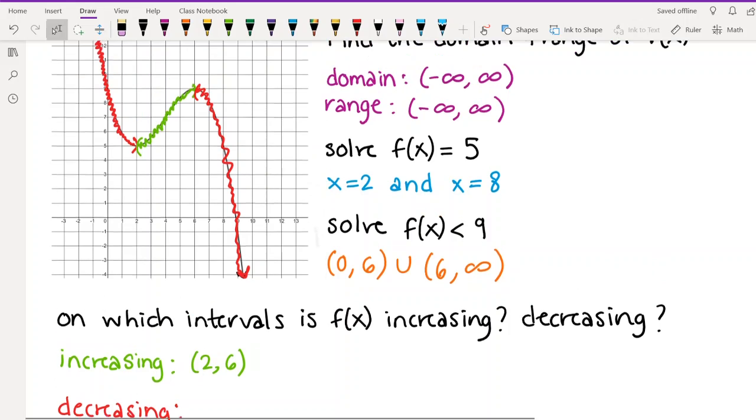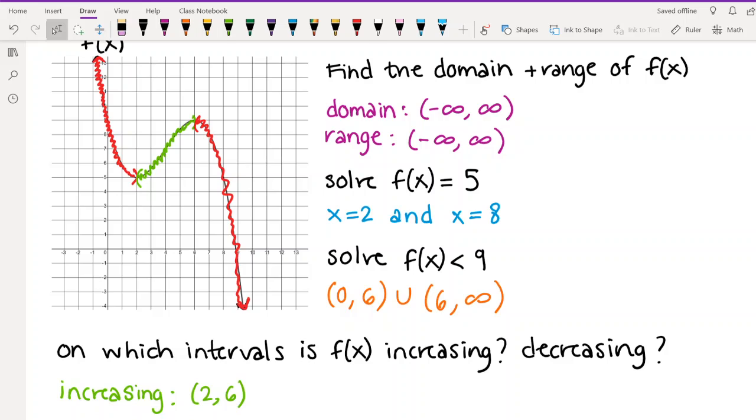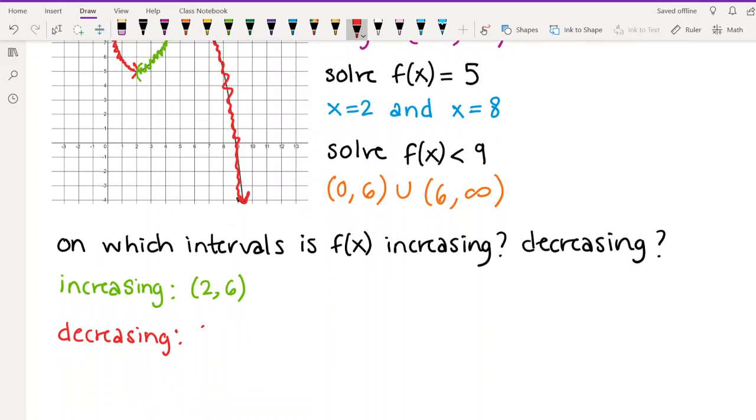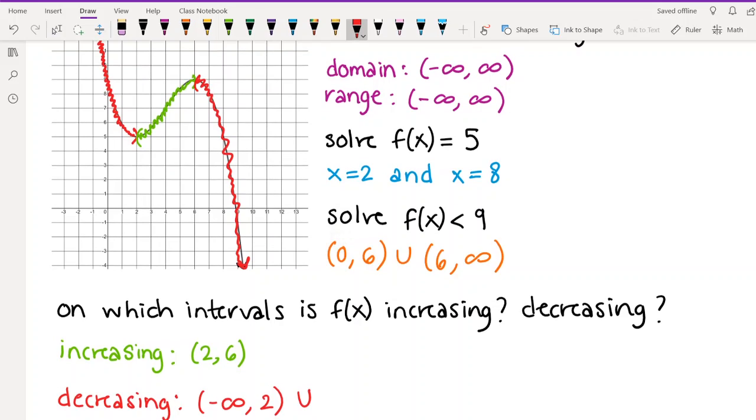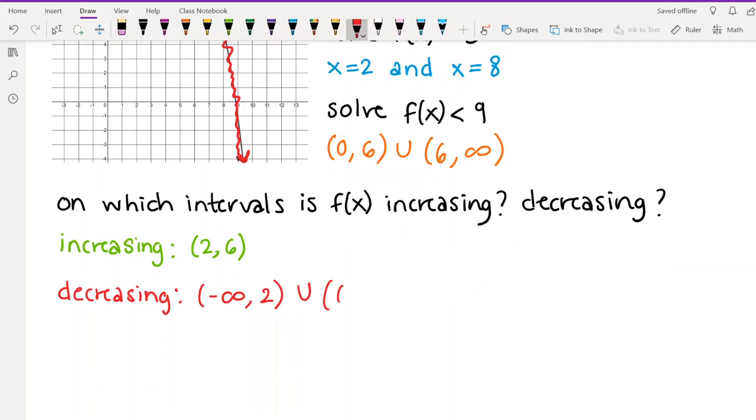All right, what about decreasing? Well, the first interval starts at negative infinity, right? This graph is going to keep going, and it continues to have this decreasing shape off to the left. And so our first interval of decreasing is negative infinity up until 2, not including 2. And then the next interval where it's decreasing is going to start at x equals 6 and then continue to decrease. So 6 onward.